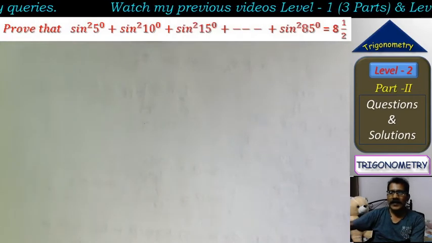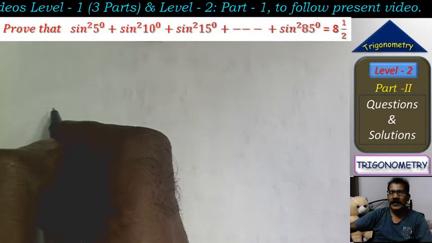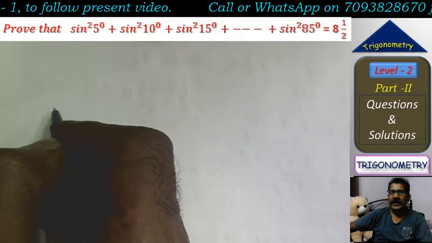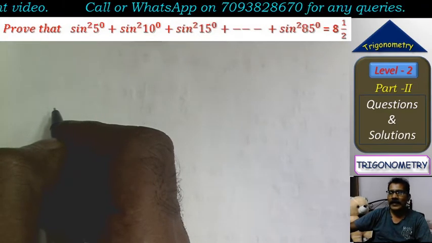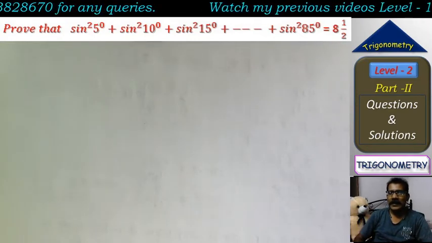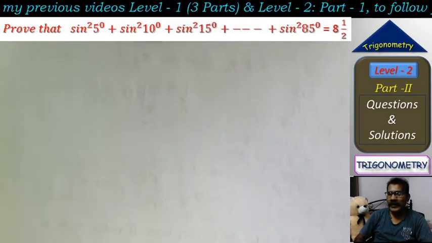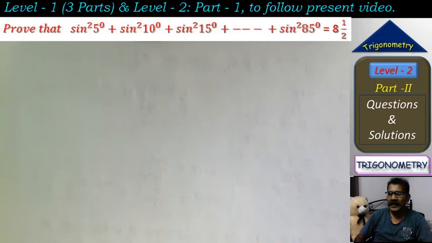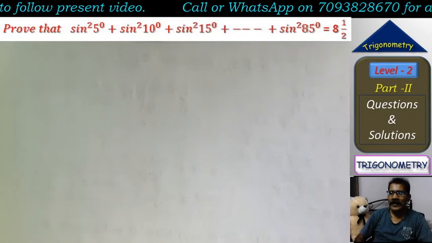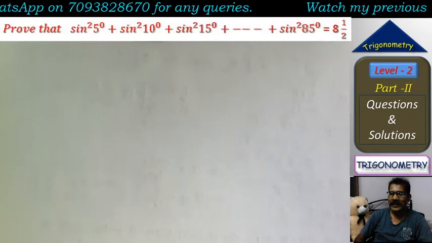Here the next question is we need to prove that sine square 5 degrees plus sine square 10 degrees and so on, up to sine square 85 degrees, all this sum is equal to 8.5. By looking at this question, it looks a little bit complex, but need not worry about it. We need not know the values of sine 5 degrees, sine 10 degrees and all. If you are strong enough in the basic concepts of trigonometry, this is in fact a very simple question.